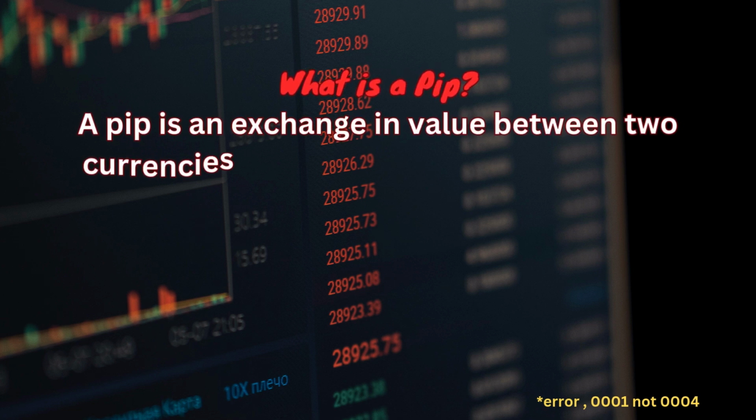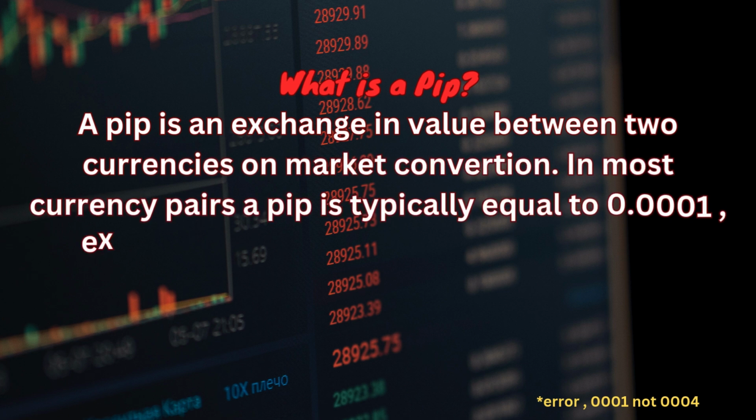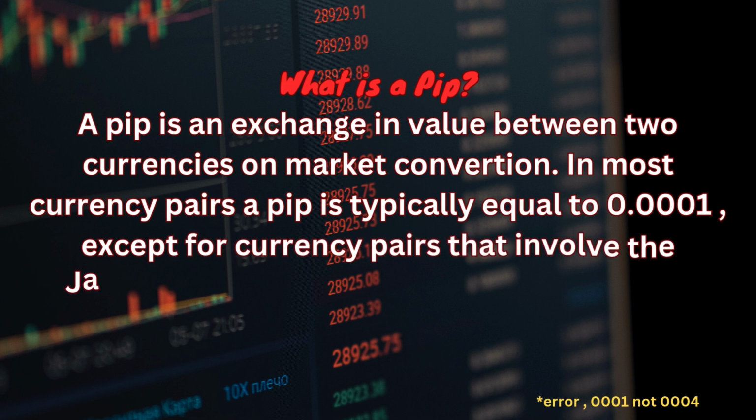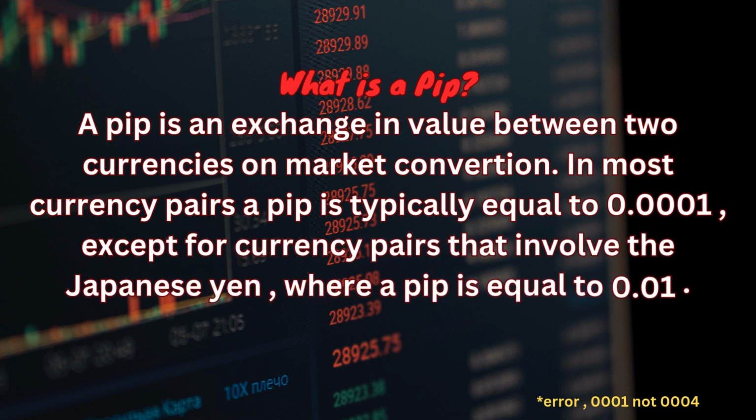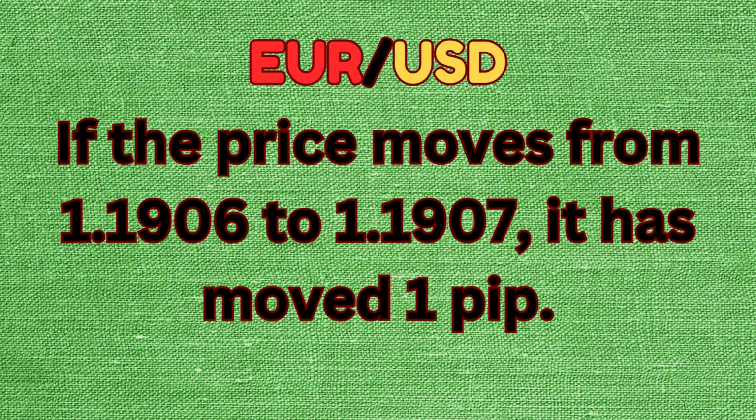A pip is a change in value between two currencies on the market. In most currency pairs, a pip is typically equal to 0.0001, except for currencies that involve the Japanese yen, that is JPY, where a pip is equal to 0.01. For example, we have EUR/USD. If the price moves from 1.1906 to 1.1907, it has moved 1 pip.